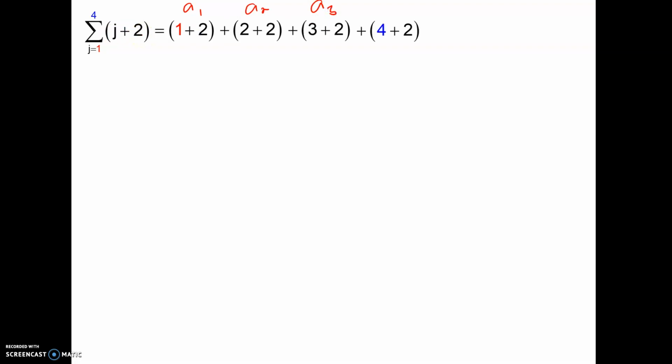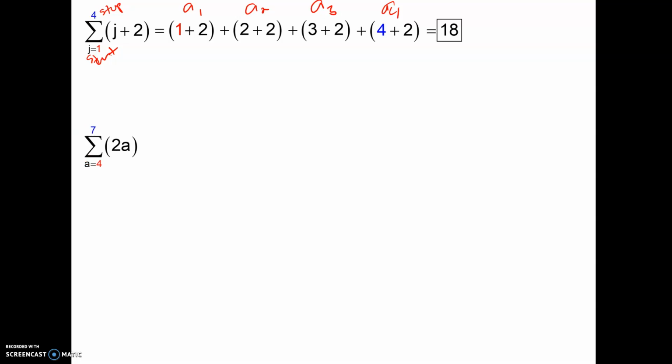All the way up until I hit 4. Because remember, this is where you start. You start at 1 and you stop when you get to 4. And that's a sub 4. You add all those up, and you get 18.